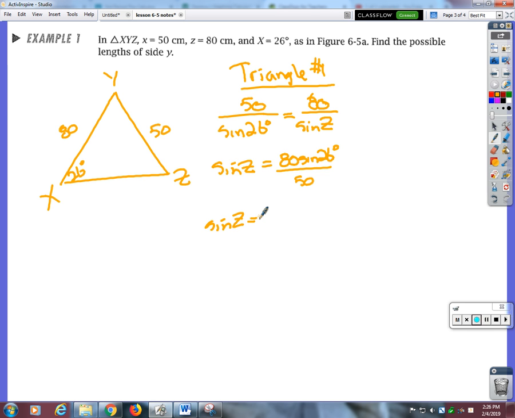So what is 80 times the sine of 26 degrees divided by 50? Please remember two things. One is that you need to be in degree mode, and the other is that you have to close your parentheses.